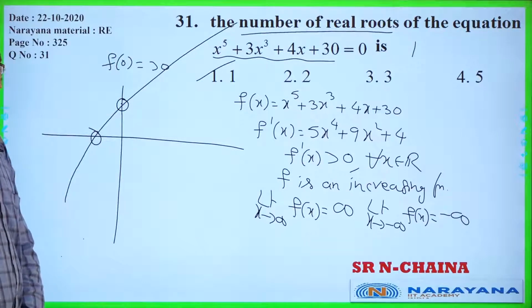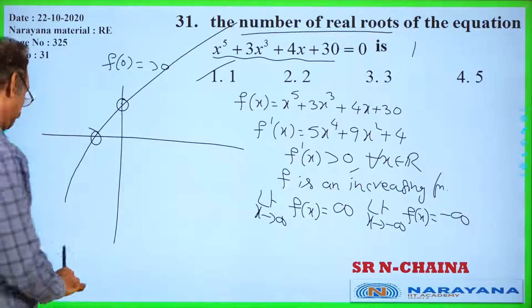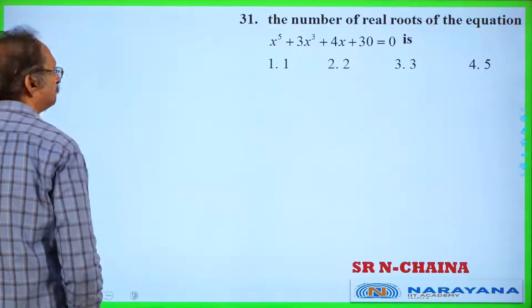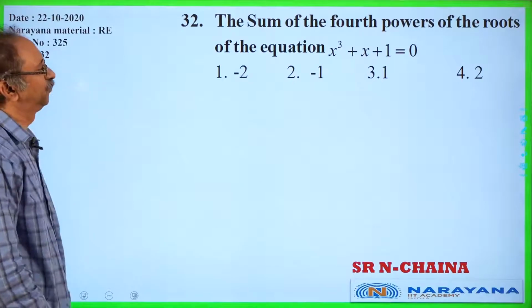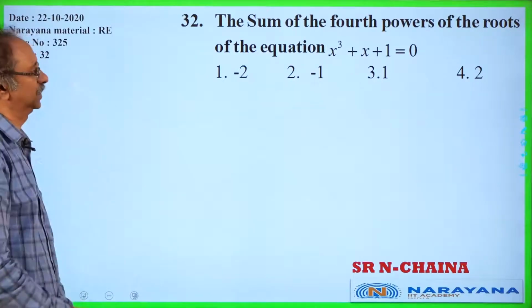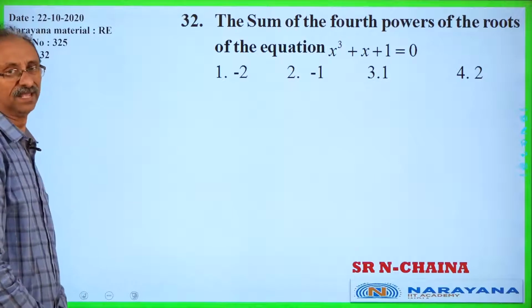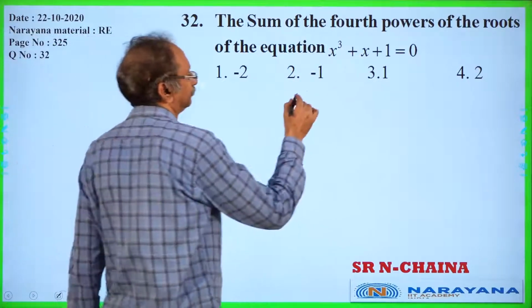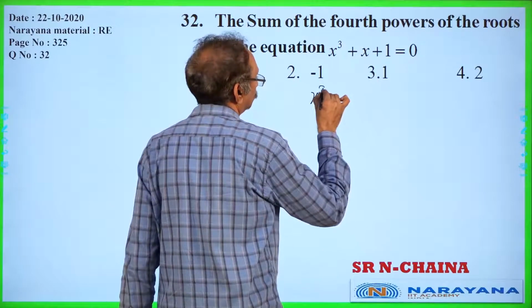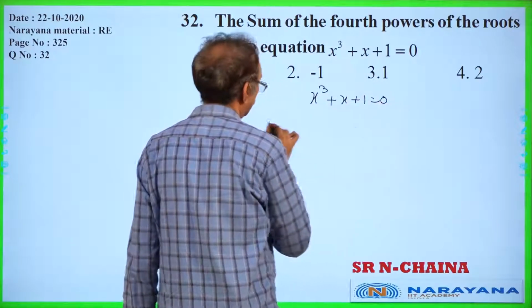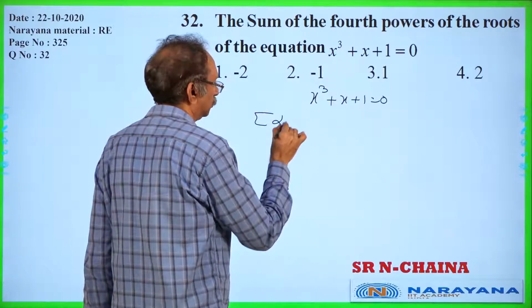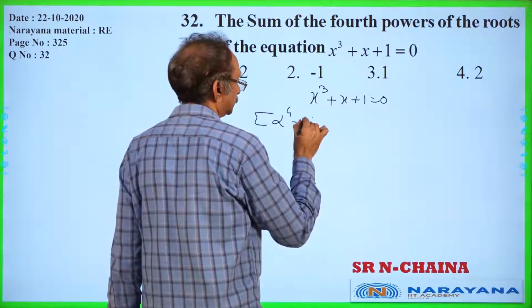Okay, students. Right. We'll go to the next one. This is the same. The sum of the fourth powers of the roots of the equation x cube plus x plus 1 equal to 0. Sigma alpha power 4. What is that?